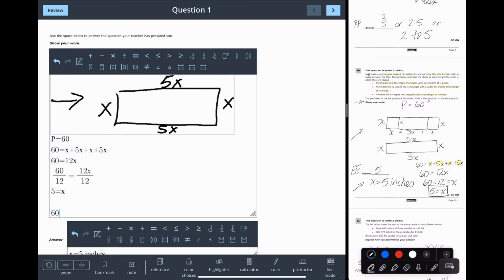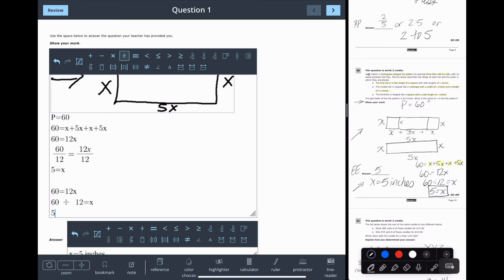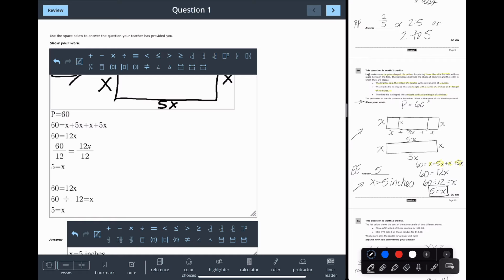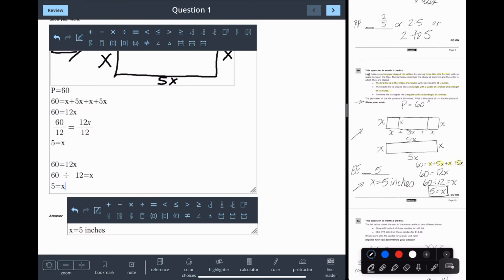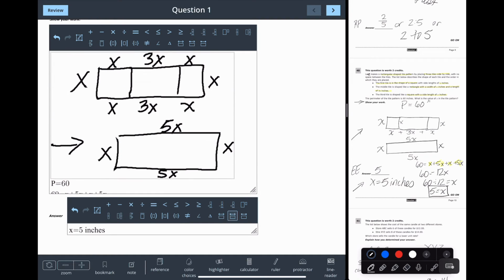The other way would be, so here's 12x, I would just rewrite it as 60 divided by 12 is equal to x. 5 is equal to x. Either one of these ways will work. So you can use either one, but here I have complete work. I have my answer. I'm showing how I got the 5x, and even my drawing shows where I got it in. So that's what you're looking for. You want complete and accurate work.